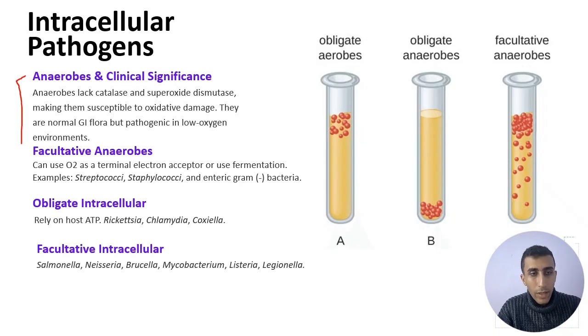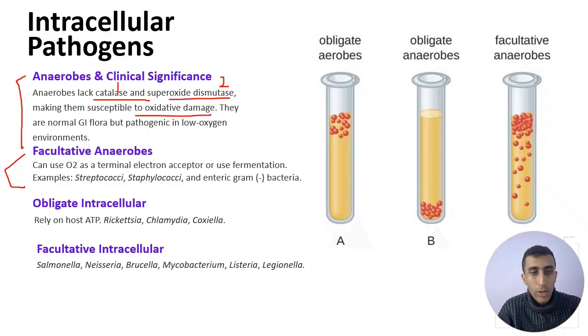So we've got anaerobes versus facultative anaerobes. The true anaerobes lack catalase and superoxide dismutase. These enzymes are very high yield for the bacteria to neutralize toxic oxygen radicals. The bacteria use catalase normally and superoxide dismutase to neutralize these toxins, and anaerobes lack these enzymes, so they are susceptible to oxidative damage.